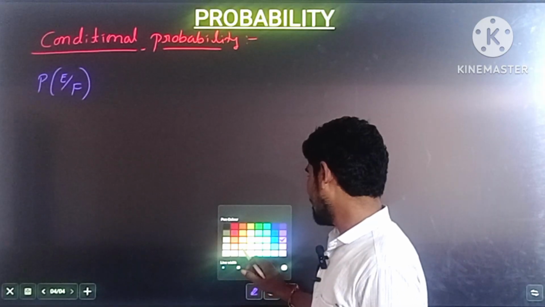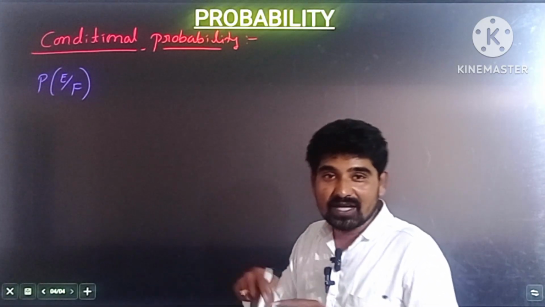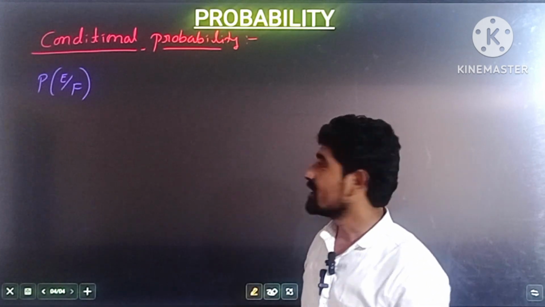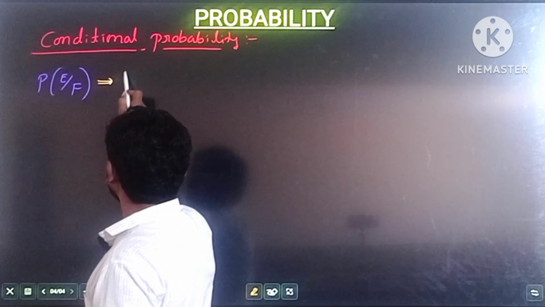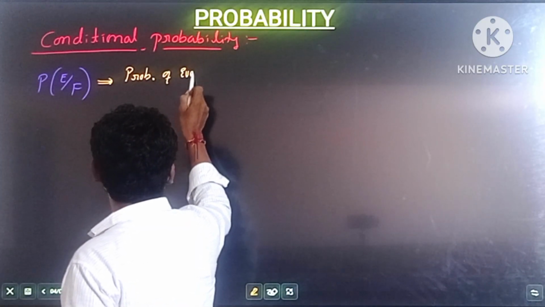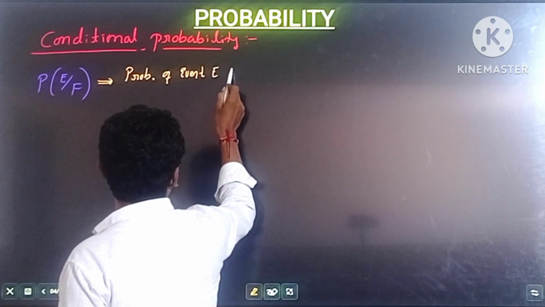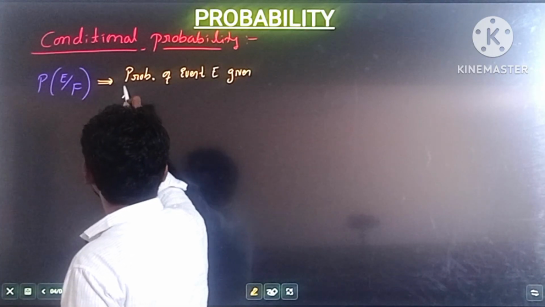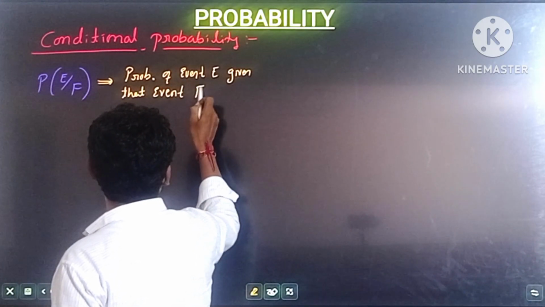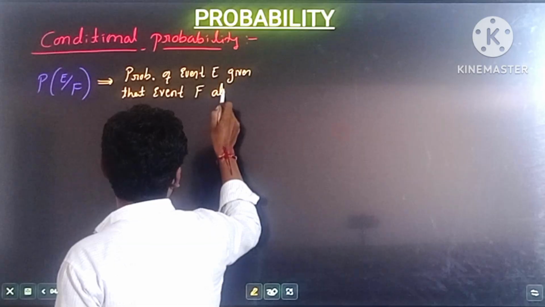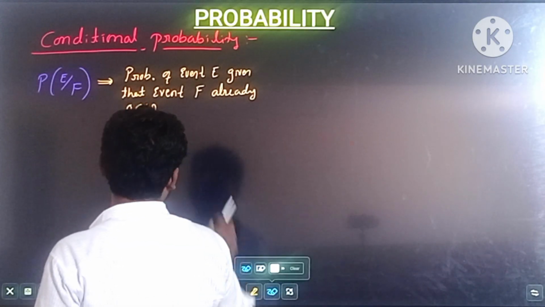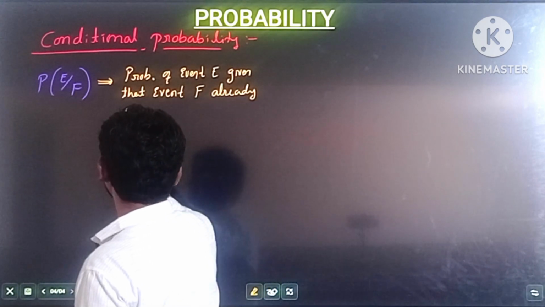So probability of E by F means that when we are calculating the probability of event E, we are given one more condition, that the event F has already appeared. So the meaning of this is the probability of event E given that event F has already occurred.